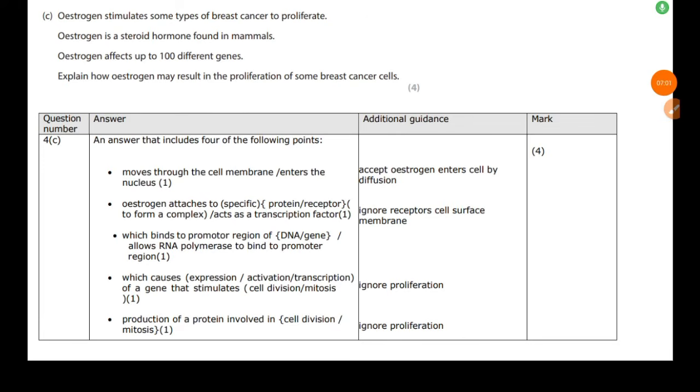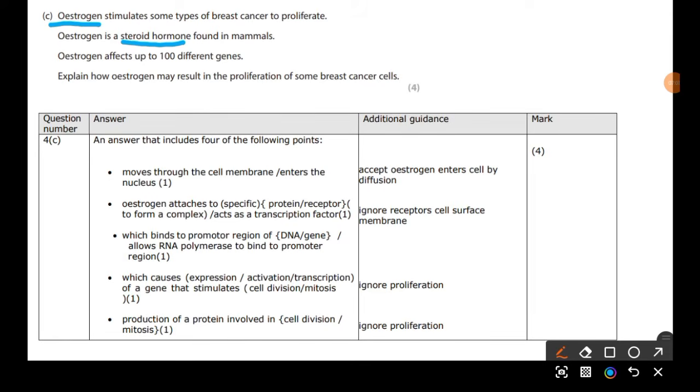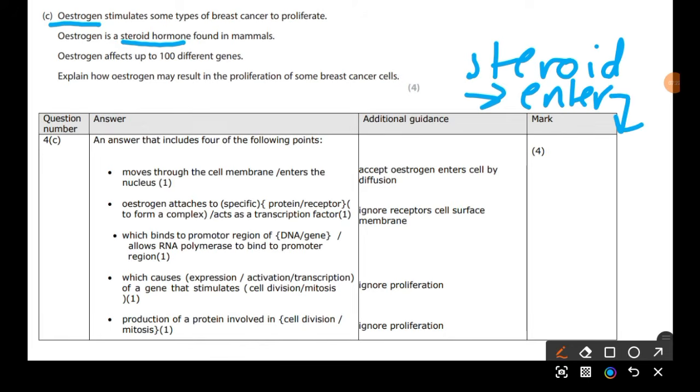This is an example of how they ask about this topic in past papers. They ask about estrogen here, and they tell you that it is a steroid hormone found in animals. So you have to remember what's the difference between steroid and peptide hormones. So steroid hormones are the ones that are soluble in lipids, so they can enter and act as a transcription factor themselves. So it moves through the cell membrane, attaches to a specific receptor to form a complex, and then act as a transcription factor.